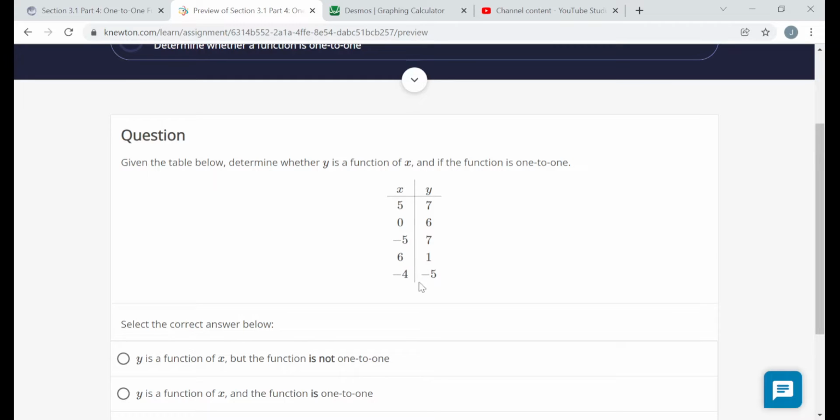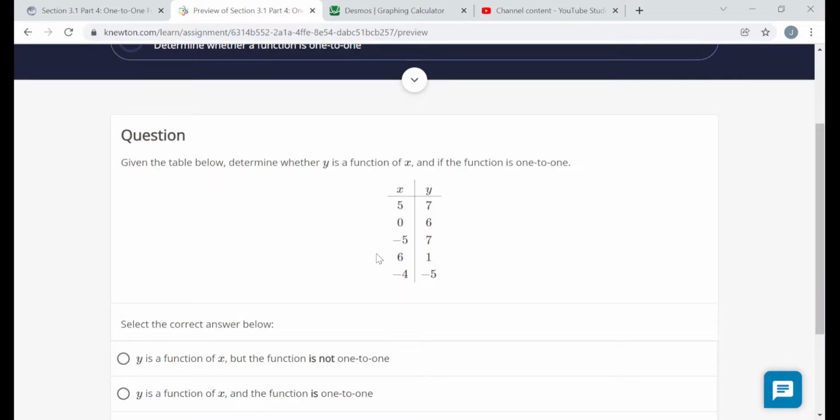All the inputs go to exactly one output. So it is a function. But now, is it one-to-one? Does the other way around happen? No. See, there's 7 and 7 in the y coordinates? There's an output of 7 that gets mapped to by two different inputs, right? Two different inputs go to the same output. That does not happen in a one-to-one function.